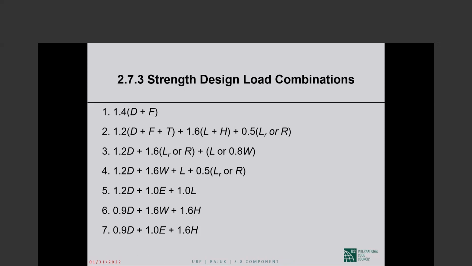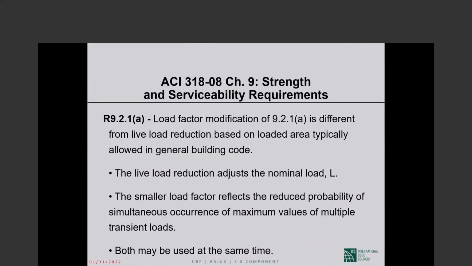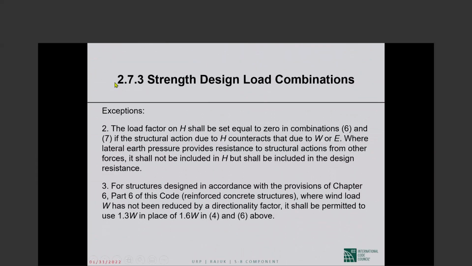However, if horizontal earth pressure causes overturning moment in a direction opposite to that of bending moments caused by dead loads or wind, now horizontal earth pressure is counteracting the effects of the other two. Now you will not take a load factor of 1.6 on H. The load factor on H will be 1.0, not 1.6. Very important. So that is exception number 2. You can read the actual language, but that's what it means.